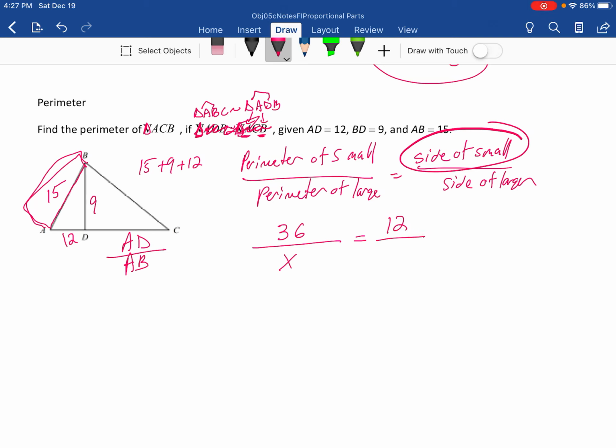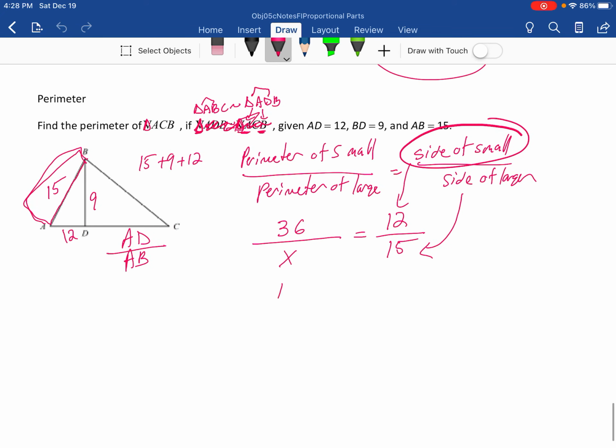I know the side of my smaller is 12, and I'm sorry that this was just way too confusing, and the side of my larger is 15. So the side of my smaller, because these were corresponding sides, was 12. The side of my larger is 15. And I gotta apologize for the mess in the notes. So I cross multiply. This is going to be 12x equals 36 times 15. If you want to cross multiply, I know though that 12 times 3 is 36, so 15 times 3. So this should be 45. The perimeter of my larger one should be 45. Just something to think about.